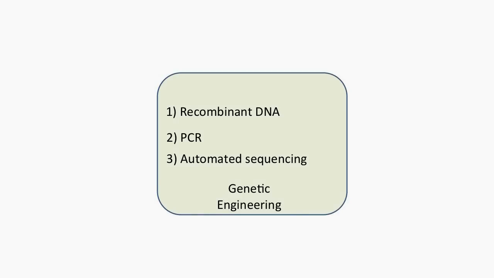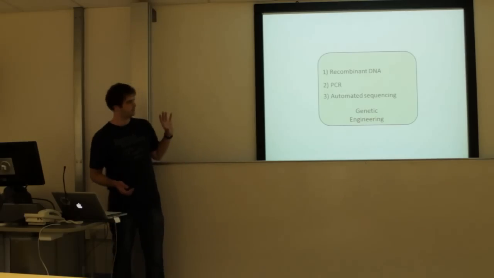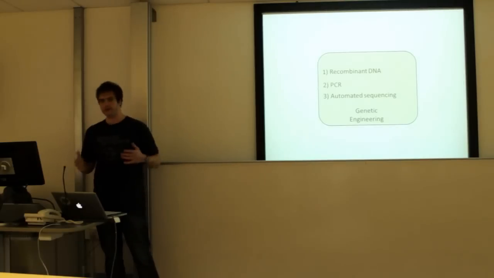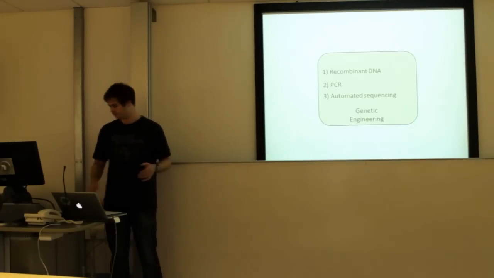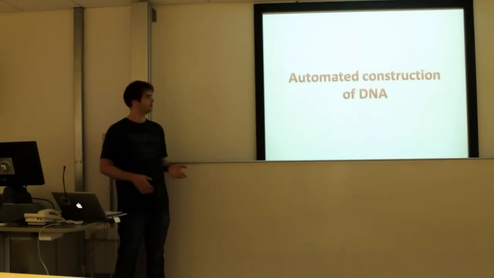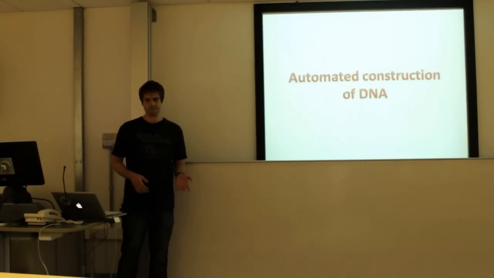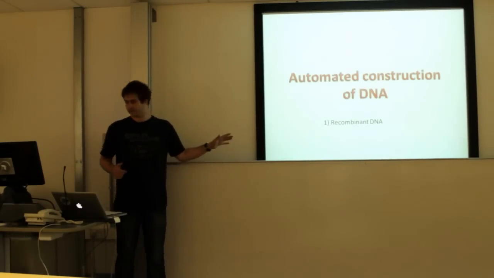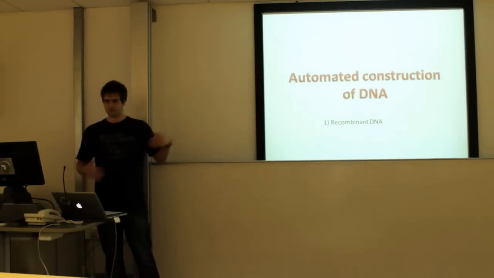So how is synthetic biology different? Well, synthetic biology builds upon these core principles to create something new by introducing 3 new fundamental principles. The first one is the automated construction of DNA. So the genetic engineer was using recombinant DNA for this. So what was he doing?